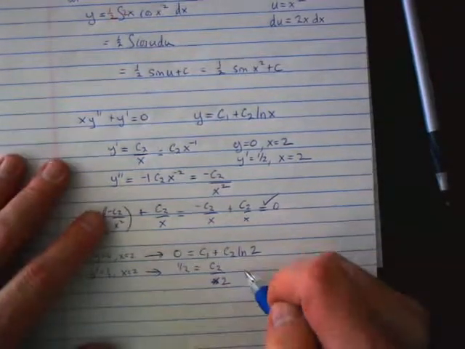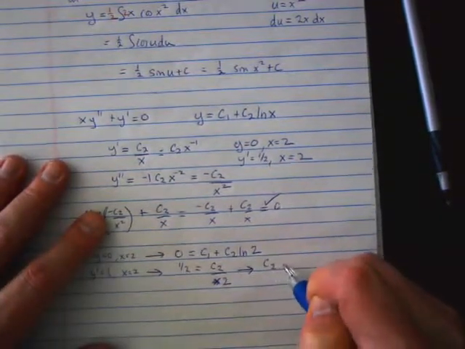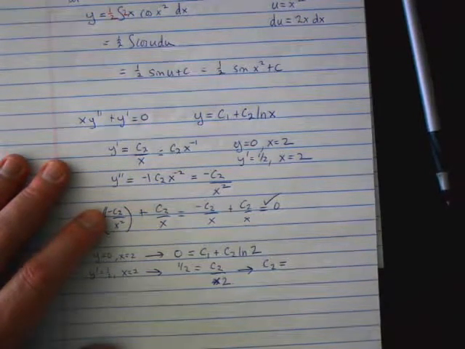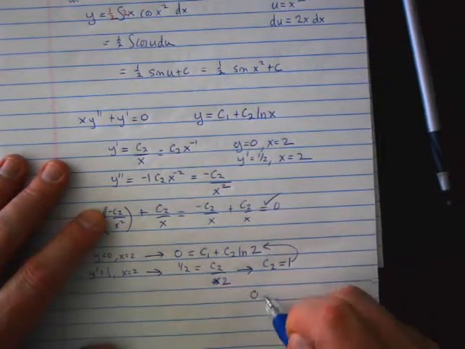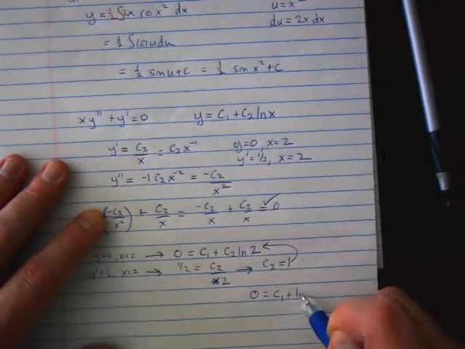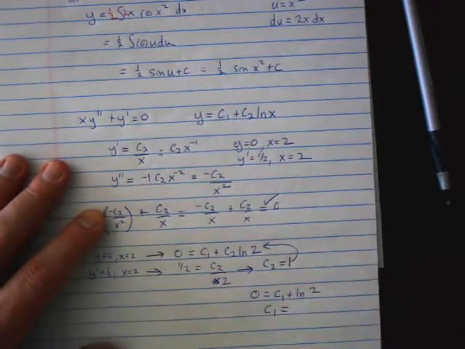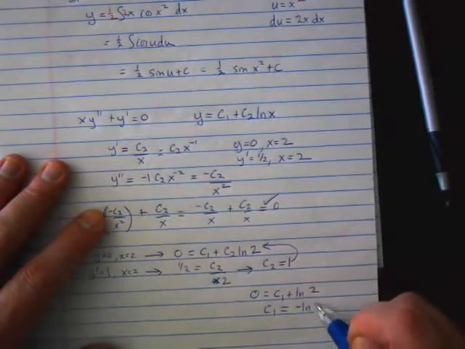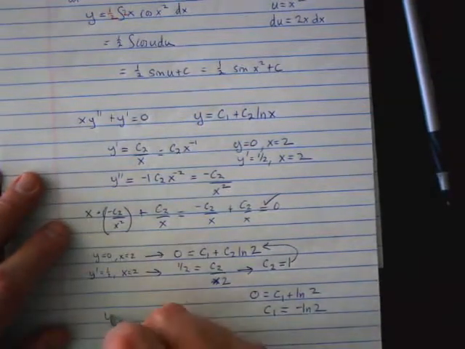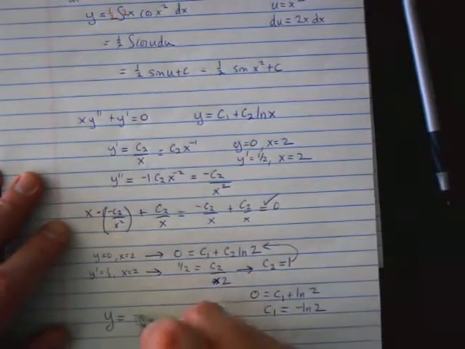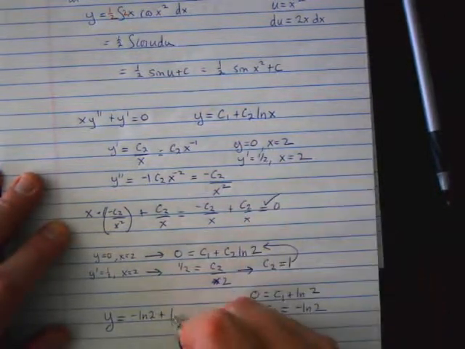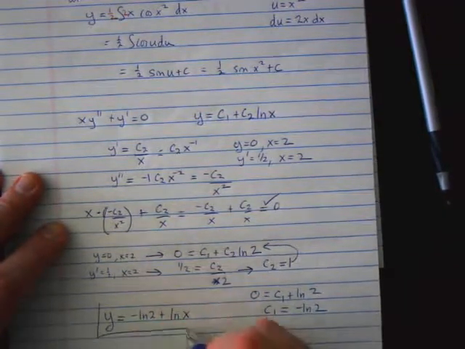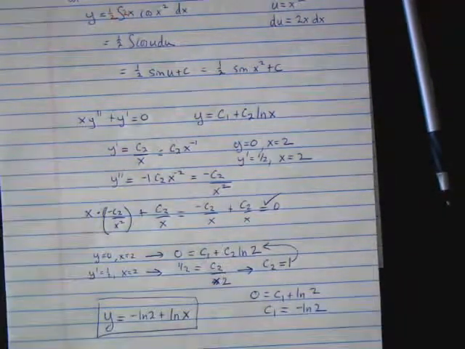All right, well, I can take that second equation and I can solve it for C2. C2 is 1. Take that, plug it up into there, I get 0 equals C1 plus ln 2, which tells me C1 is minus ln 2. So the particular solution that they're looking for is y equals minus ln 2 plus C2 was 1, ln x. Questions on that?